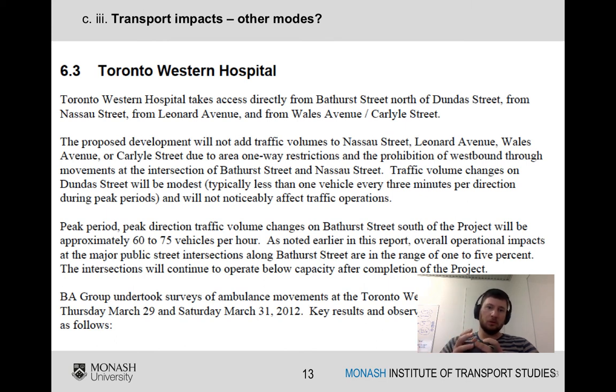And so the typical approach is you get out there, you do some counts, you survey the ambulance movements, you make an assessment as to how much traffic you're adding and whether you're going to do something that's going to get in the way of the existing use. And so whether your proposed development is reasonable, or whether you need to add an extra lane, or put in some special turning movements, so that your development can be reasonably accommodated.